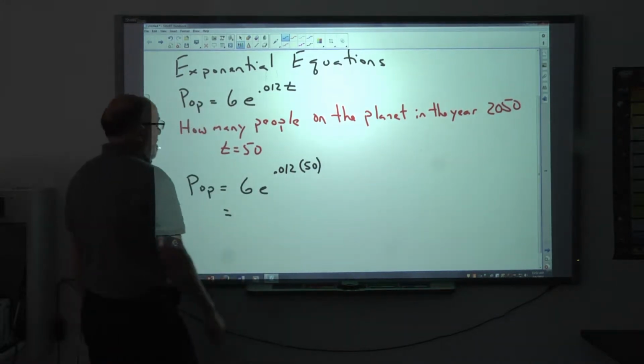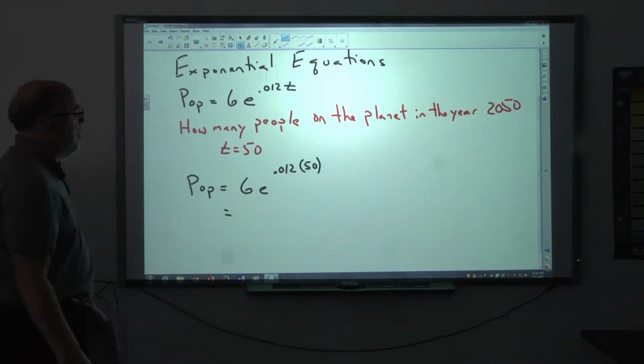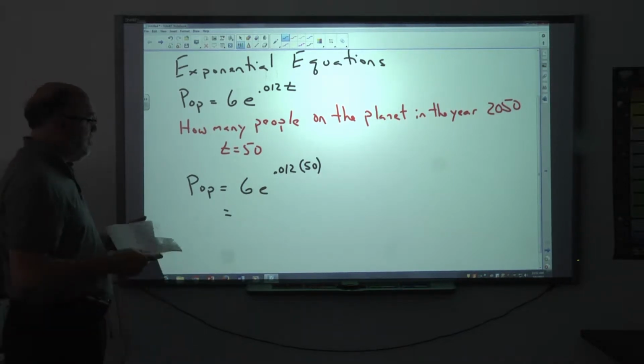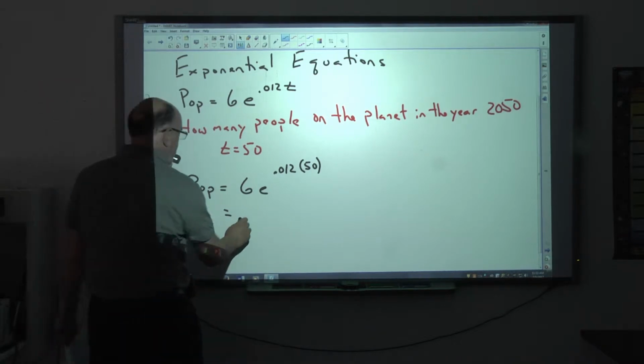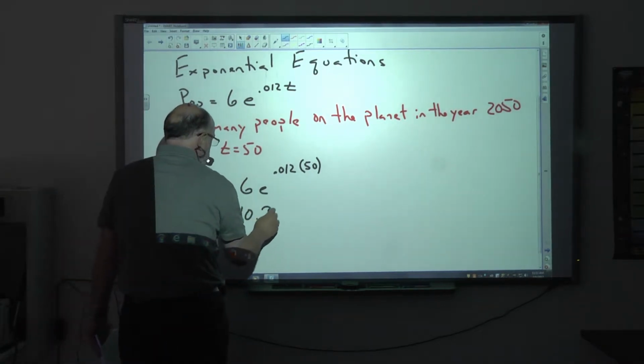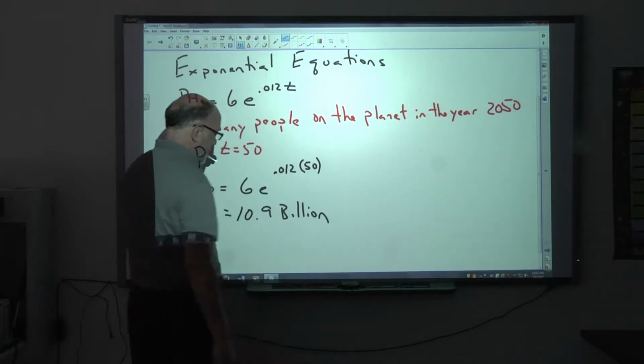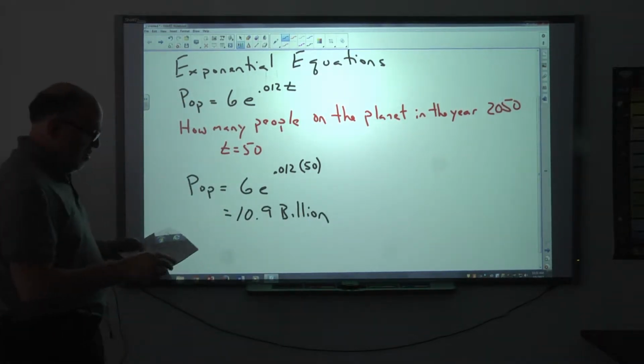Somewhere on your calculator you should have an e button, right above your natural log button. e is a number like pi, it goes on forever and ever. If you plug this in, you'll find there will be 10.9 billion people on the planet in the year 2050.